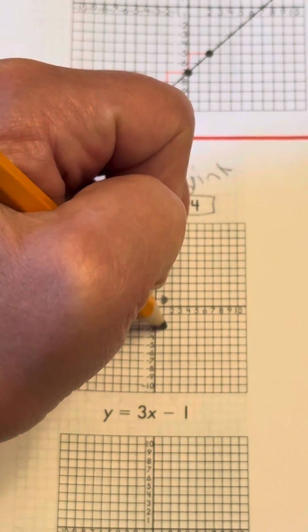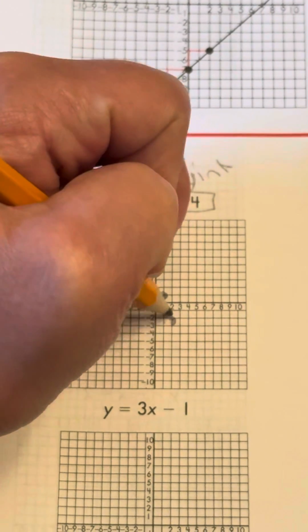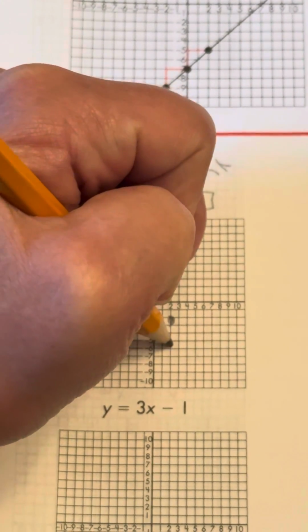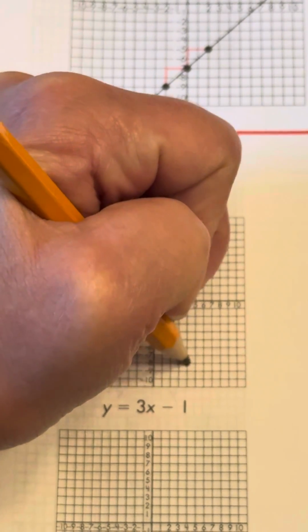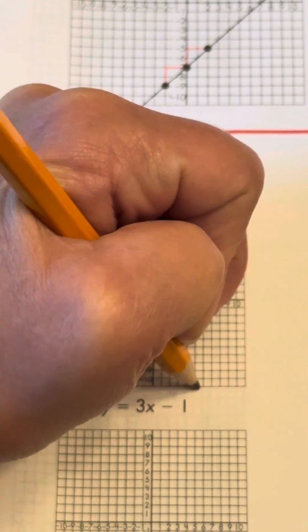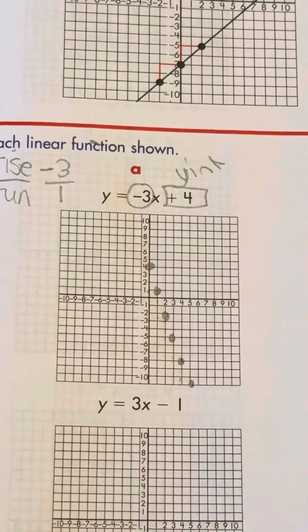1, 2, 3 down, over 1. Then I keep doing it. 1, 2, 3, over 1. It's kind of fun once you get the hang of it.